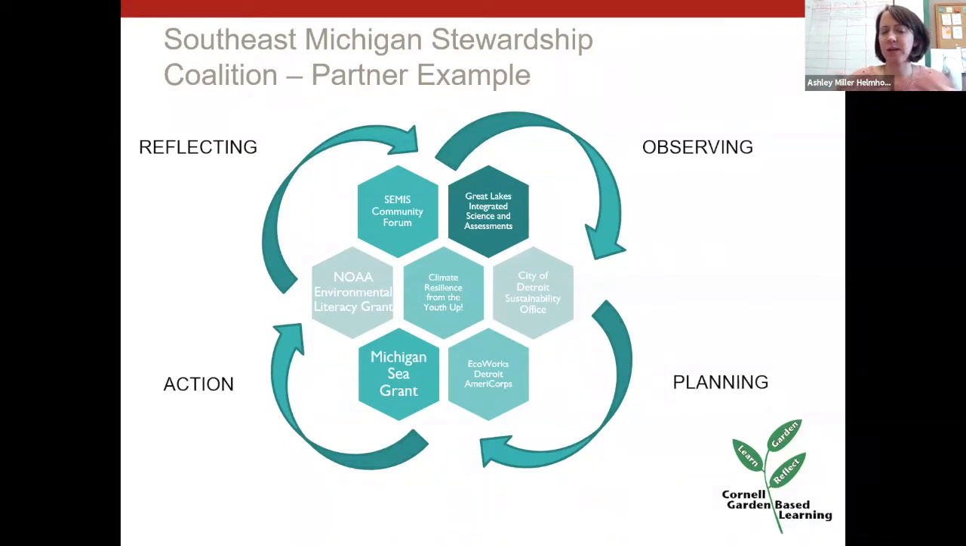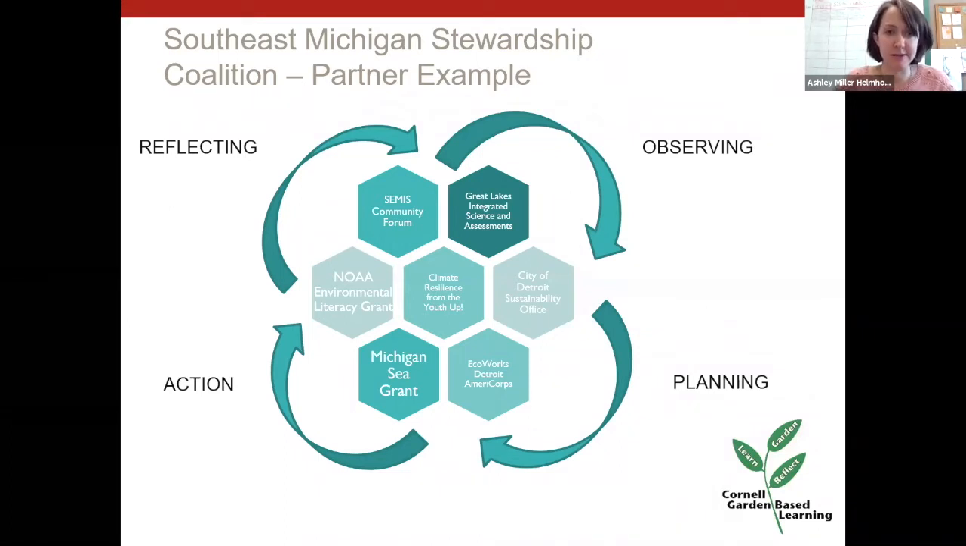And again, when I talk a little more about this example with the Southeast Michigan Stewardship Coalition, the people organizing this are really university professors who get in touch with the content experts and resource experts that can help students and educators create action projects. So that's the beauty of this: you don't have to be the expert in all of this. You just have to know how to build the partnerships and bring the experts to the table.